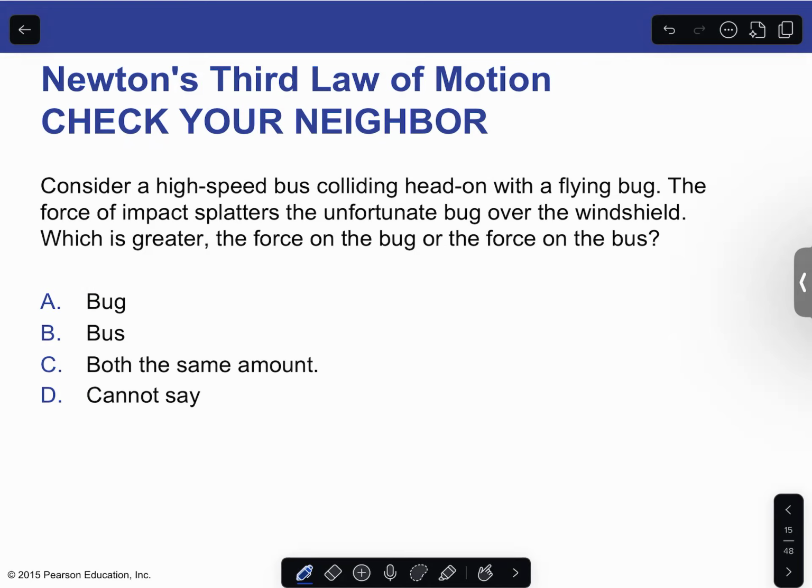The correct answer is it's the same force. This is a third law pair. Bug splats on windshield, windshield splats bug. It's the same force viewed from a different perspective. The force has to be the same. Now, the follow-up question is why doesn't the window crash in and wreck the car?